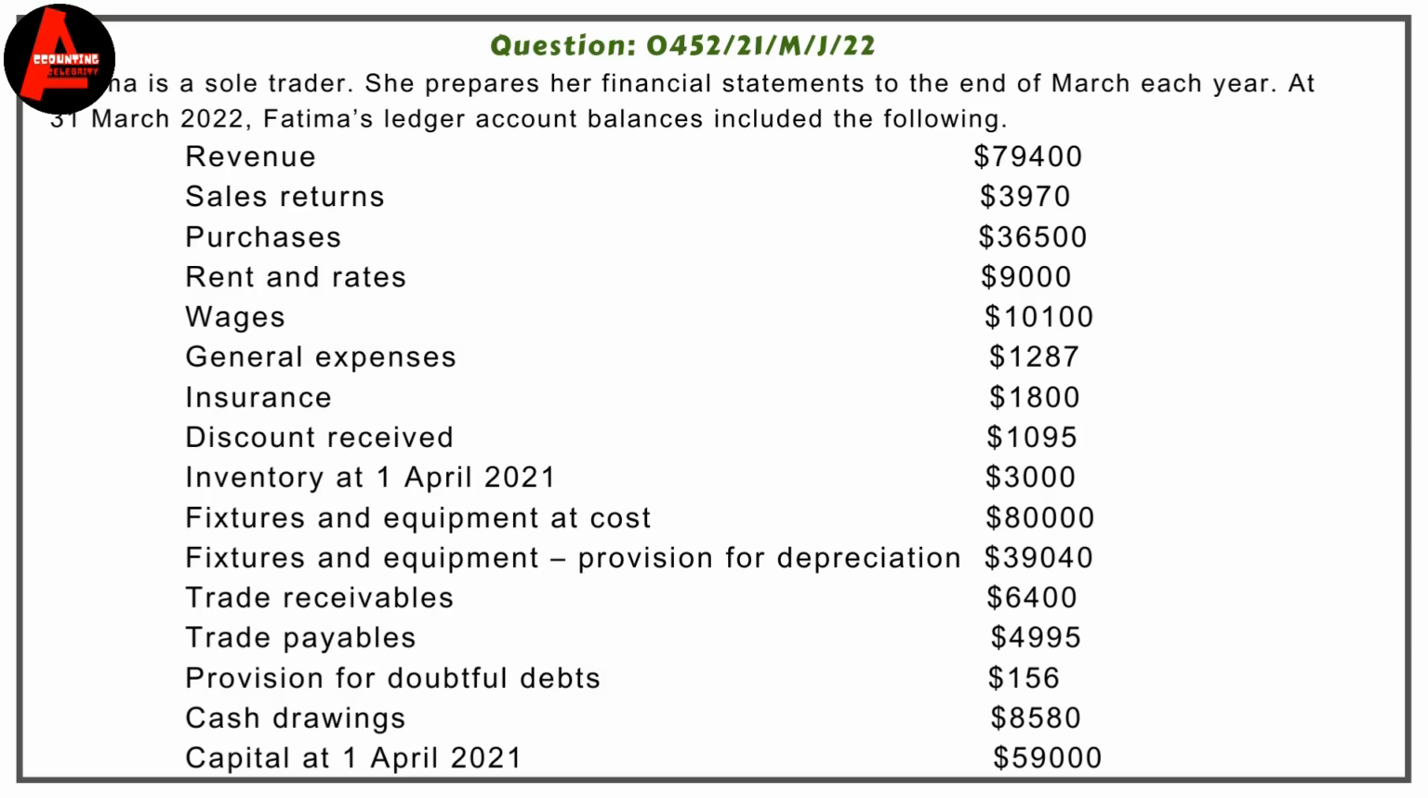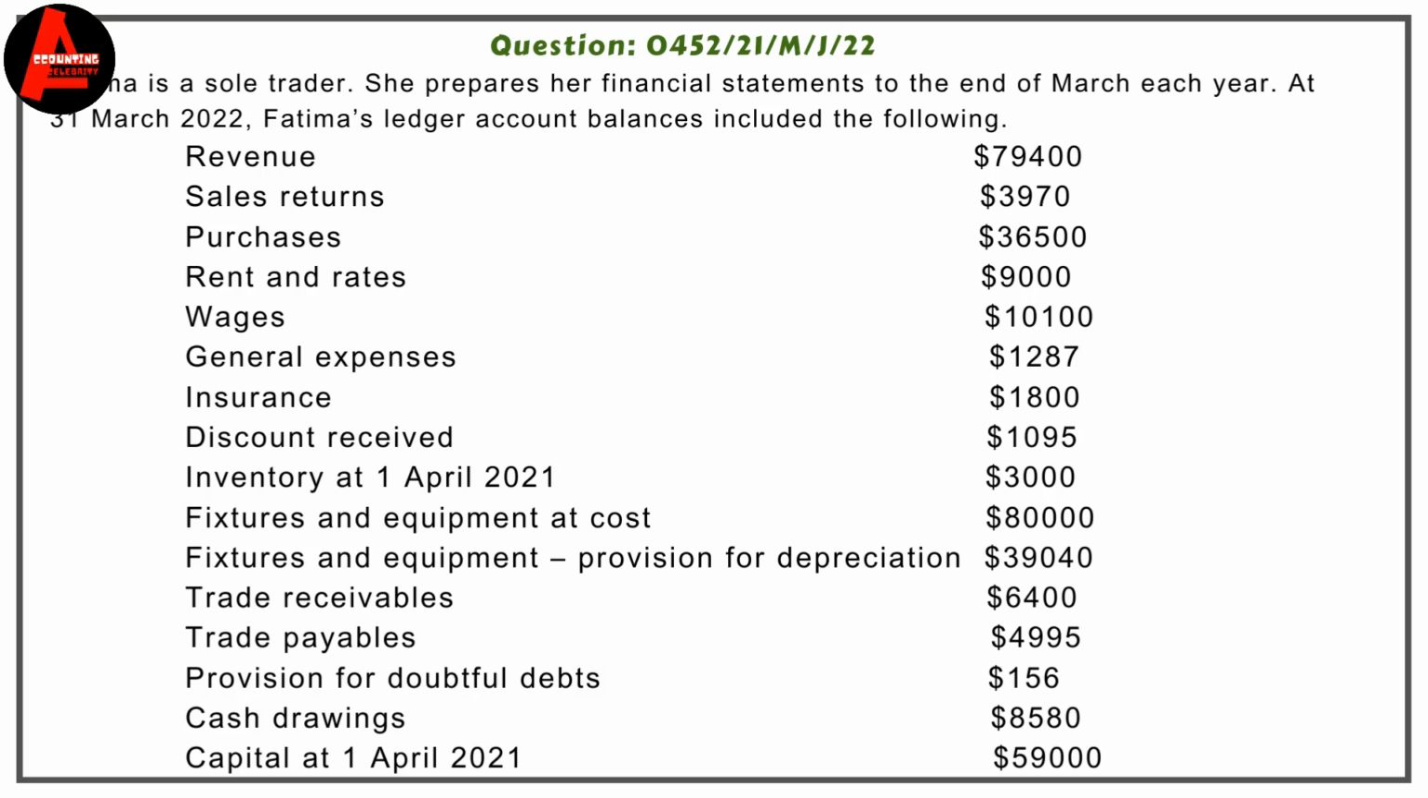Inventory is an opening inventory, so it will appear in the trading account section. Fixtures will not come here as it is an asset. Fixtures and equipment provision for depreciation will appear in the profit and loss account section. Trade receivables is an asset, it will go to the statement of financial position. Trade payables is a liability, it will come in the balance sheet. Provision for doubtful debts will appear in the profit and loss account section. Cash drawings will appear in the capital account.